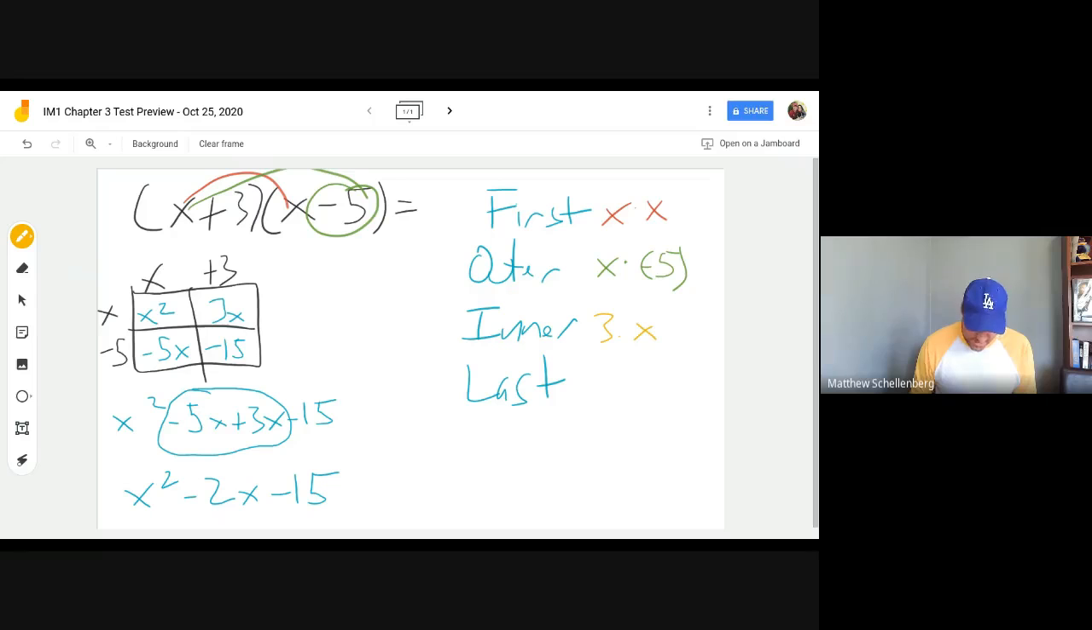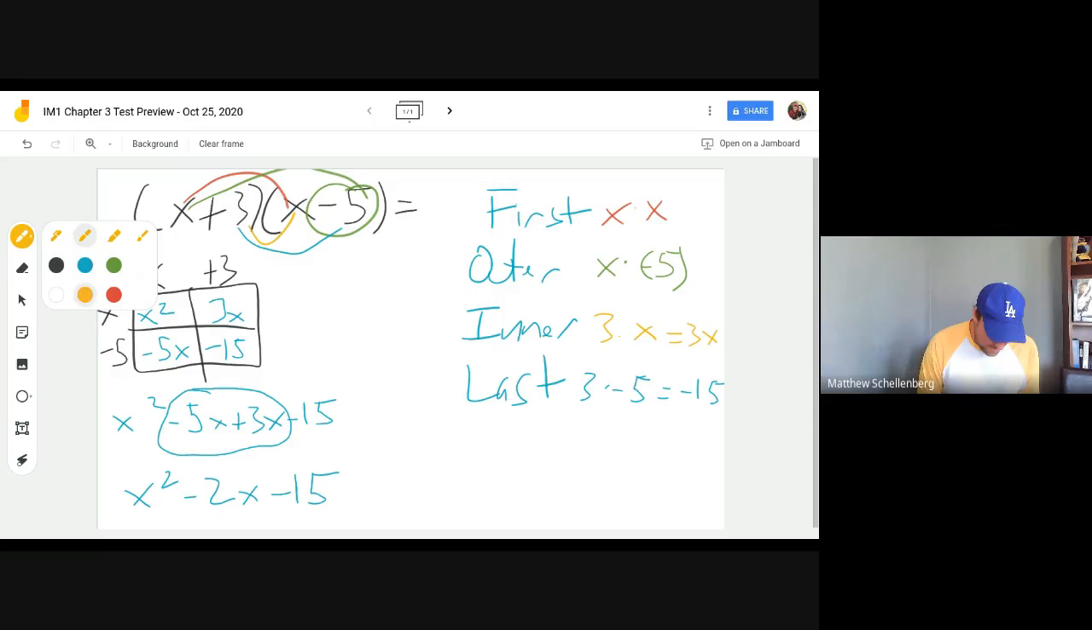So 3 times x, that's these right here. And then finally, the last, which is the last item in each bracket. So 3 times negative 5. And what we get for this one is minus 15. For the other one, for the inner, we get 3x. X times minus 5 is minus 5x. Give a little equal sign in here too, if we can fit that in. Minus 5x, this right here. And then x times x is x squared.